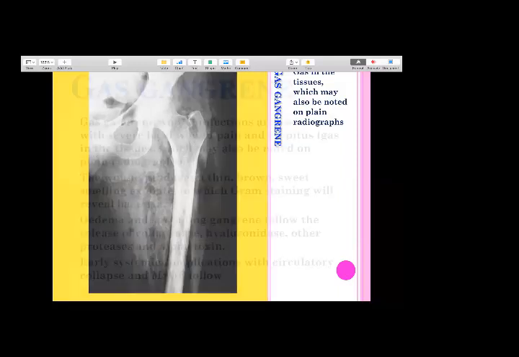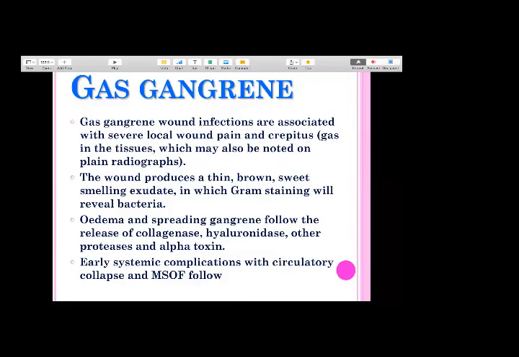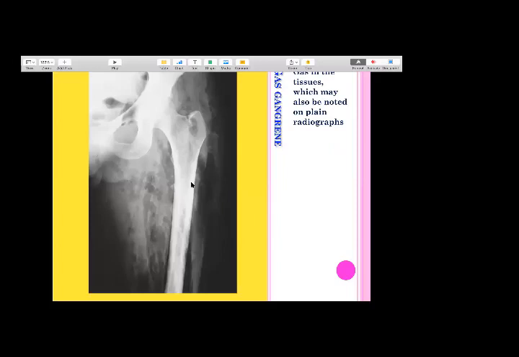Gas gangrene wound infections are associated with severe local wound pain and crepitus. What is crepitus? Crepitus is gas that develops inside the tissues. Gas cannot escape because there's no break in there, so it will be deposited within the tissues and can also be noted in radiographs like we saw earlier. It is deposited in the subcutaneous tissues.